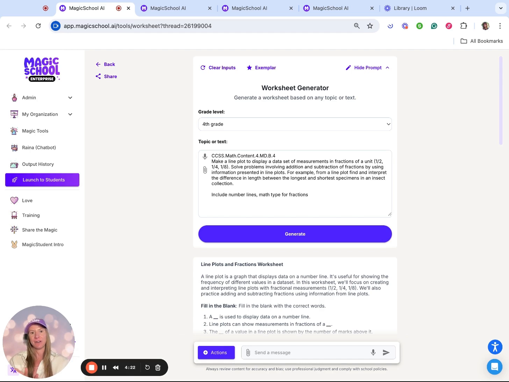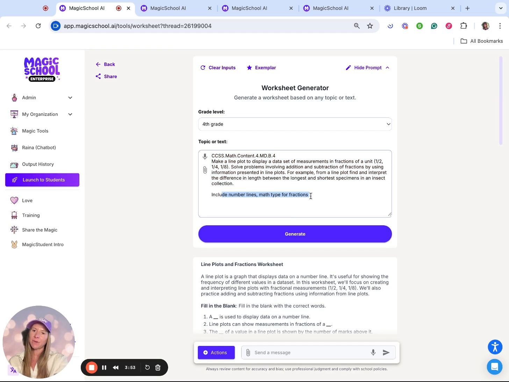We're going to get started with the worksheet generator. I already have it thrown in here, but just so you know, I just grabbed this Common Core Standard for fourth grade. This is going to be on measurements and representations, specifically with fractions. So think about a number line and what's the difference between the longest and shortest, things like that. I just grabbed that entire math standard and dropped it in.